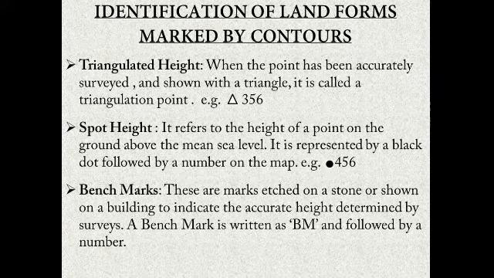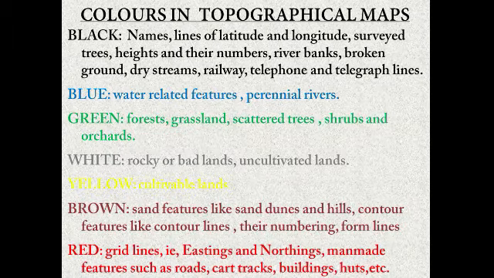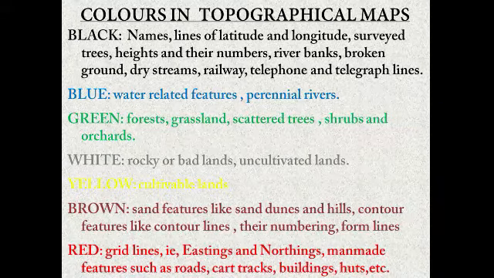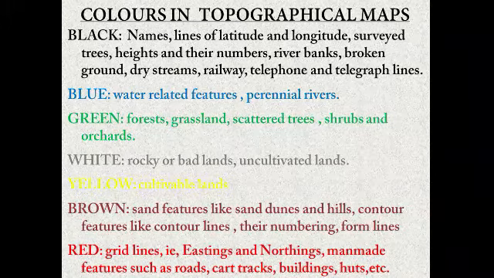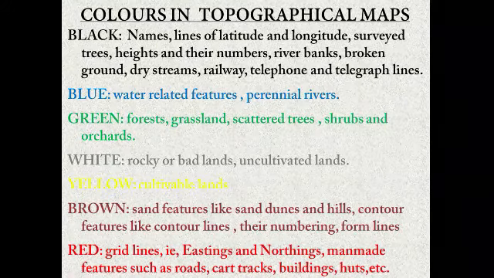Clear. These are the triangulated height, spot height, and benchmark. That also you should be very clear about. Here we are studying the importance of colors in topographical maps. I have informed you of some colors: black, blue, green, white, yellow, brown, red. Clear. I try to write in those colors also. White I am not able to write very well.